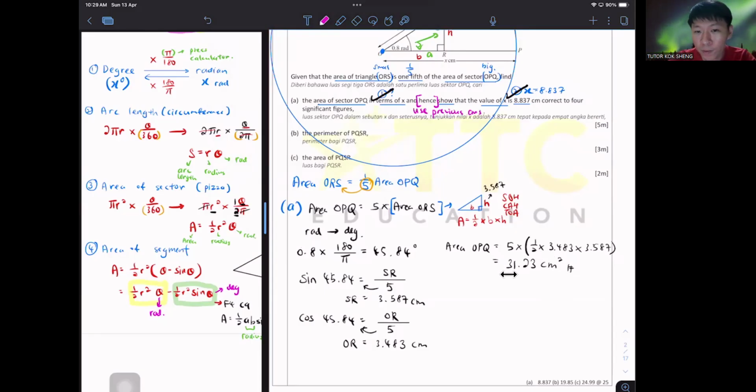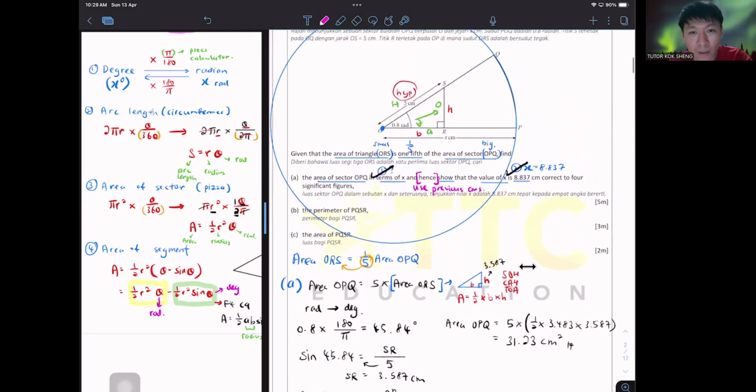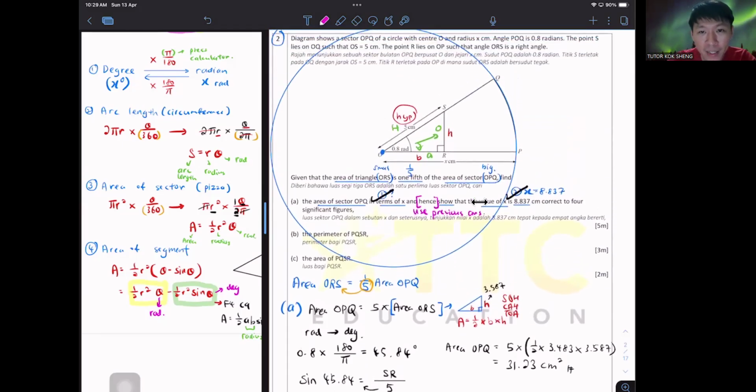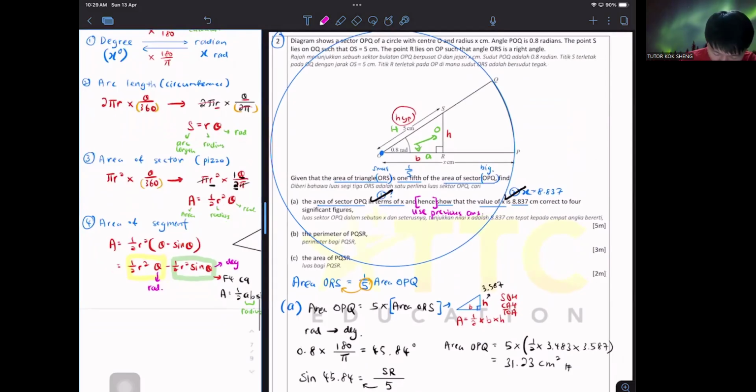Which is 31.23, the area of OPQ. And moreover, it's the sector OPQ, do you see that? Where's your x? Ta-da! The radius of OPQ. Yes, that's why this is the word. Hence, use the previous answer. The previous answer is the area of OPQ. We go for the area of OPQ, the sector area, the pizza, to get back the x. Okay, so for the formula, the sector area.